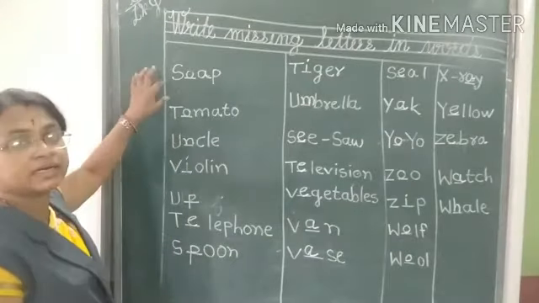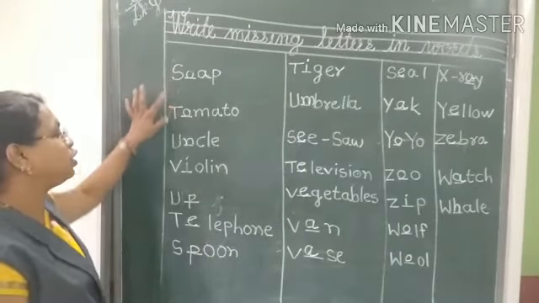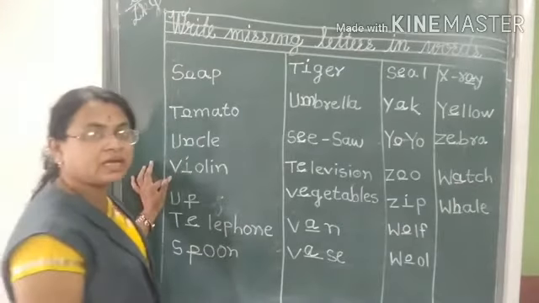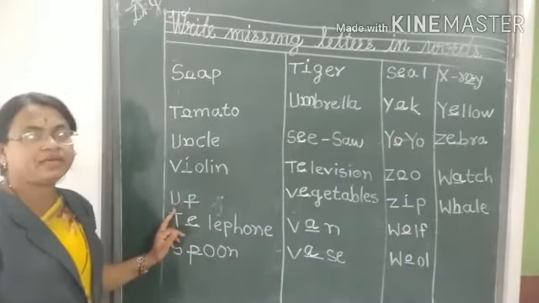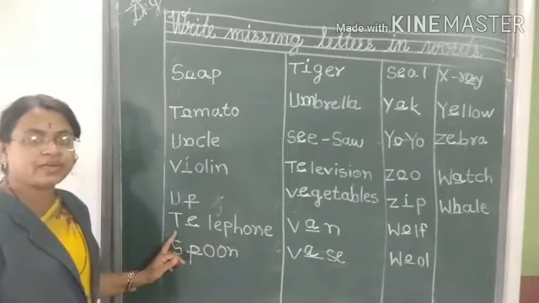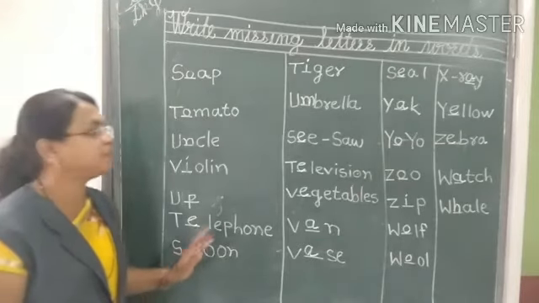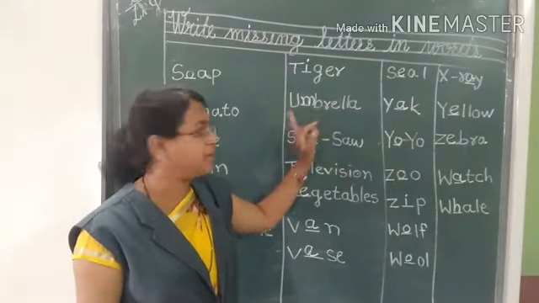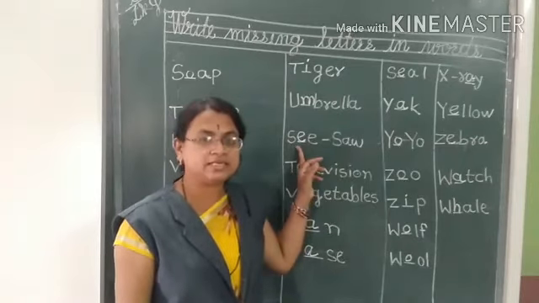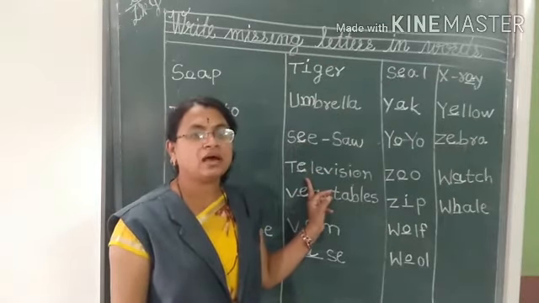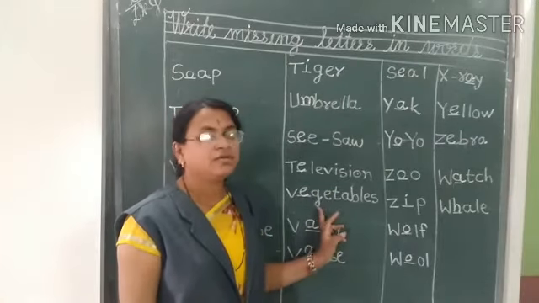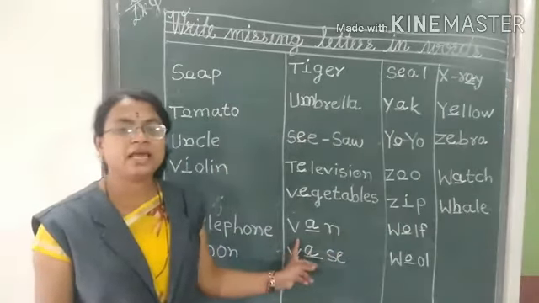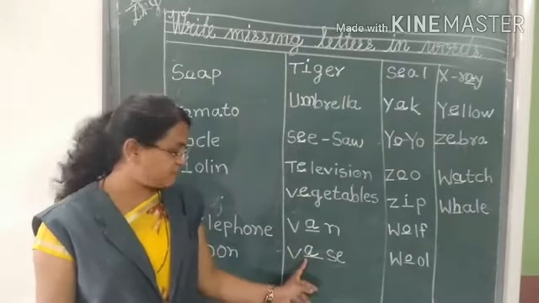Now again read the spelling with me. S-O-A-T. T-O-M-A-T-O, tomato. U-N-C-L-E, uncle. V-I-O-L-I-N, violin. U-P, up. T-E-L-E-P-H-O-N-E, telephone. S-P-O-O-N, spoon. T-I-G-E-R, tiger. U-M-B-R-E-L-L-A, umbrella. S-E-E-S-A-W, seesaw. T-E-L-E-V-I-S-I-O-N, television. V-E-G-E-T-A-B-L-E-S, vegetables. V-A-N, van. V-A-S-E, vase.